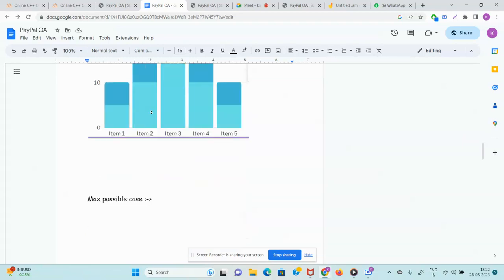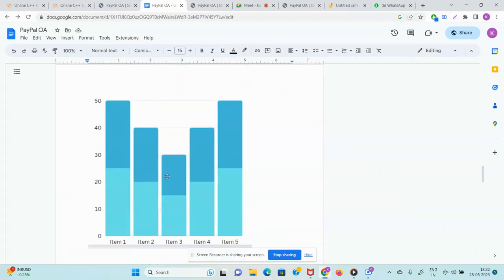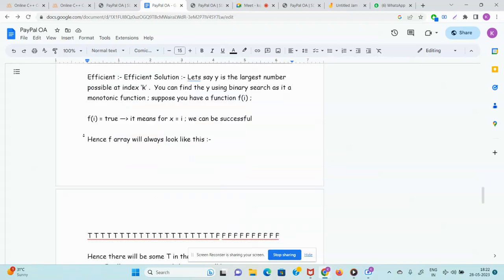Guys, what is the maximum possible case? Common sense. You select the k and all the elements are increasing one by one by one by one. So guys, for each b of k value, you can know what is the maximum range and what is the lowest range. Yes or no, guys?